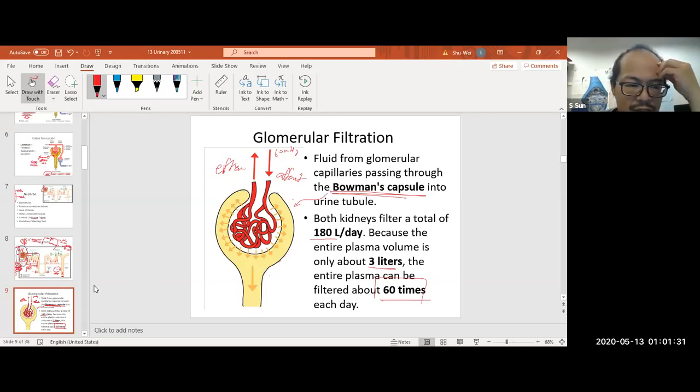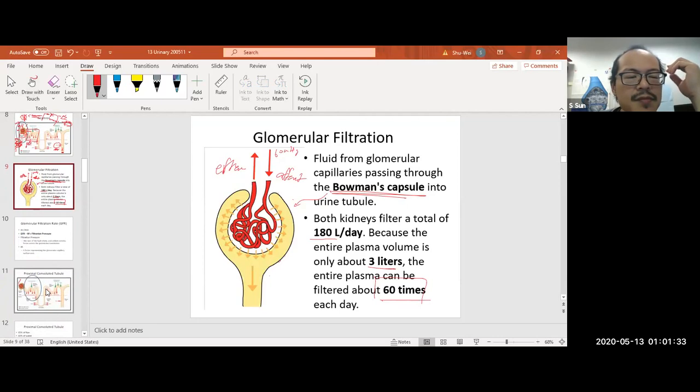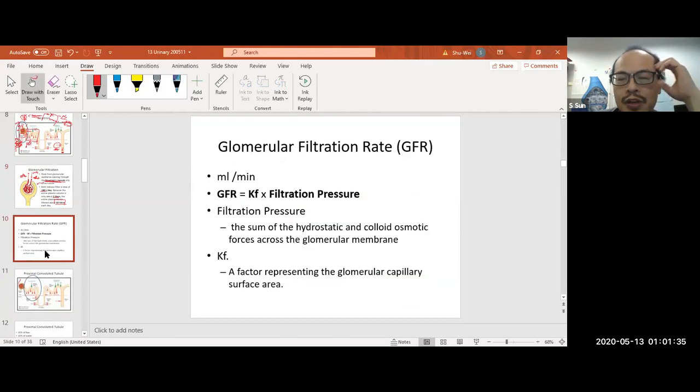So that's the filtration. This filtration comes into one very important measure called GFR, glomerular filtration rate. This filtration rate is controlled by two factors. One is filtration, so filtration is controlled by the pressure.